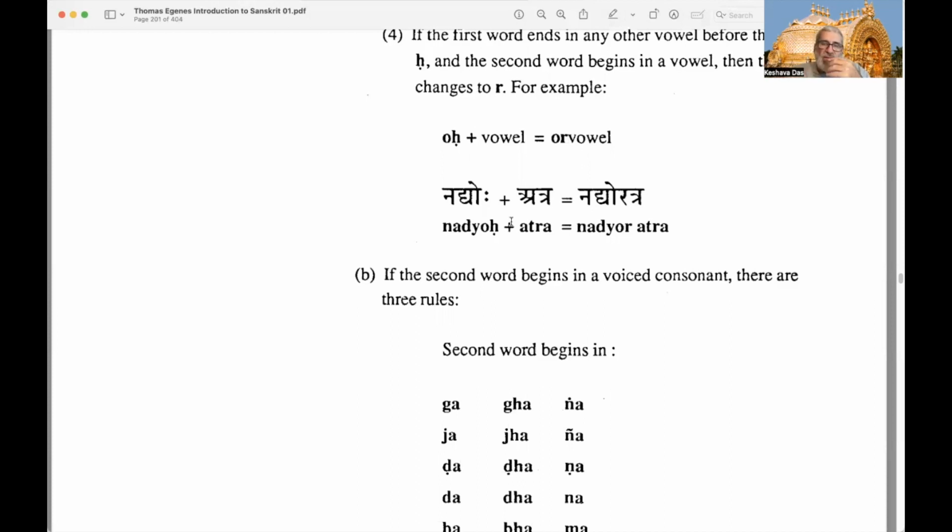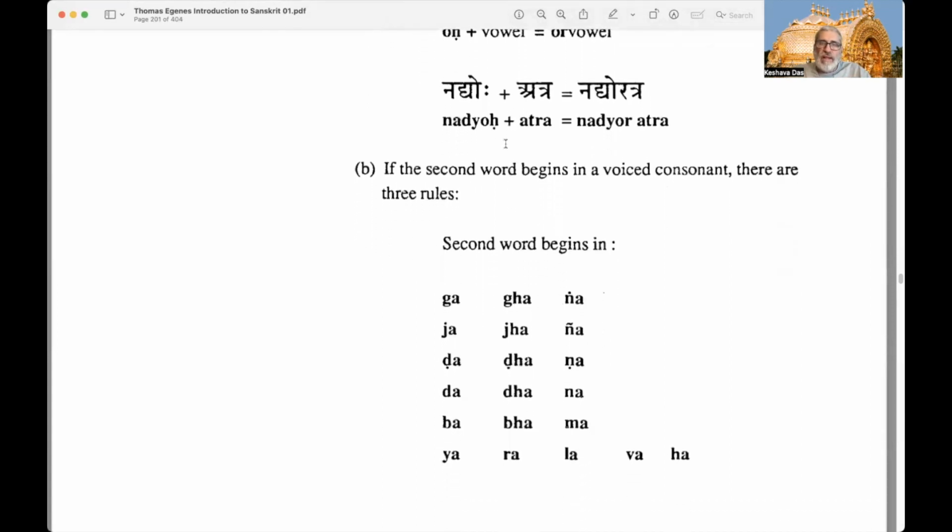Okay, so we have Nadyoho, Nadyoho has to do with a river, and Atra. So we have a vowel except for short A or long A coming before a Visarga at the end of the first word, and at the beginning of the second word we have a short A, any vowel, doesn't matter. So Nadyoho Atra becomes Nadyor Atra. Now here in the Roman, he's left a space in between to show the two words. In the Devanagari, you notice there is no space.